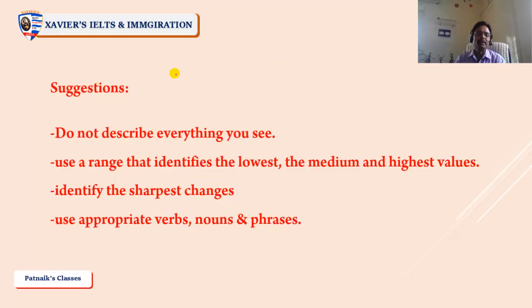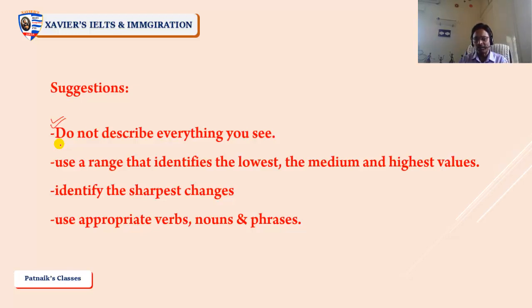And then suggestions. I would like to suggest to you that do not describe everything you see. Why I'm saying this, there is a reason. See, what our key feature says, if we refer to our band descriptors for writing task 1, it says that you cannot omit or leave any key features. If you're leaving key features or omitting key features, then your band score will go down. So then this is contradicting. Do not describe everything you see. This is contradicting, right?